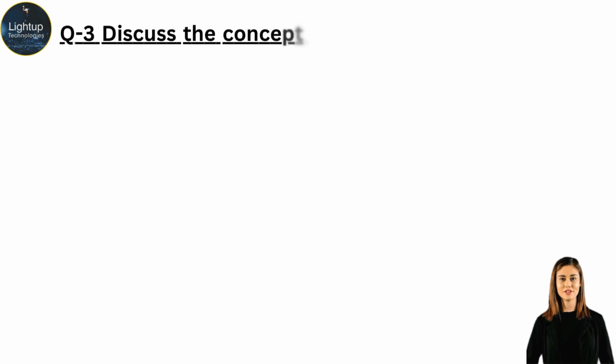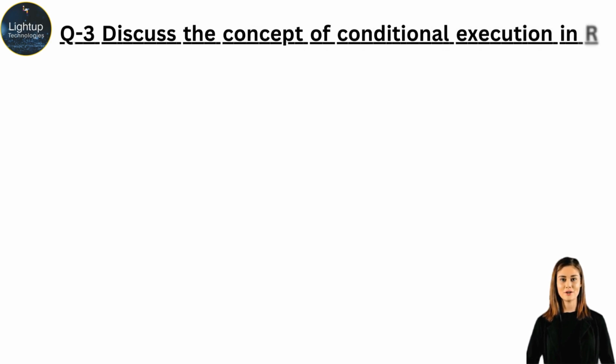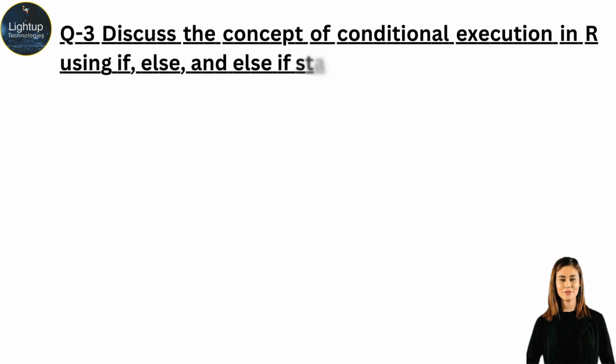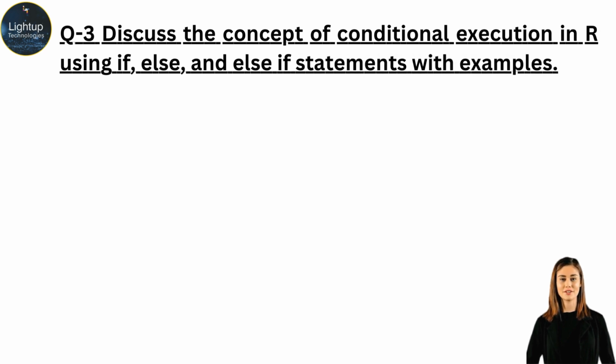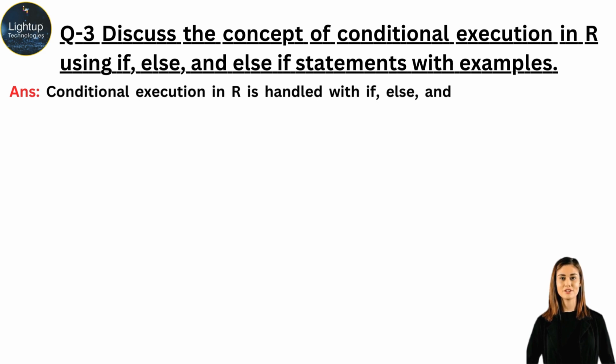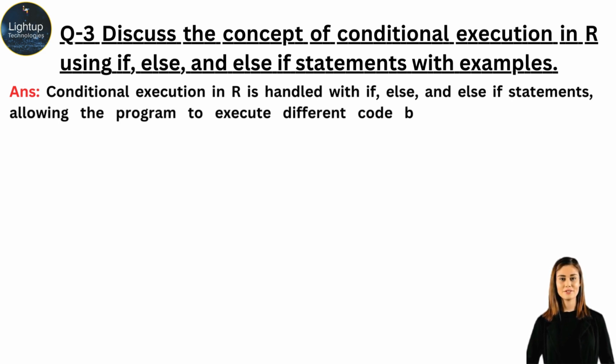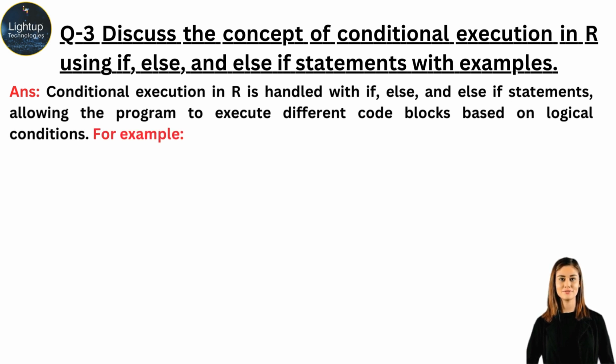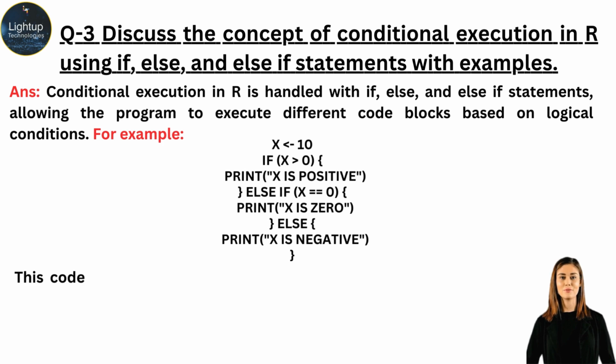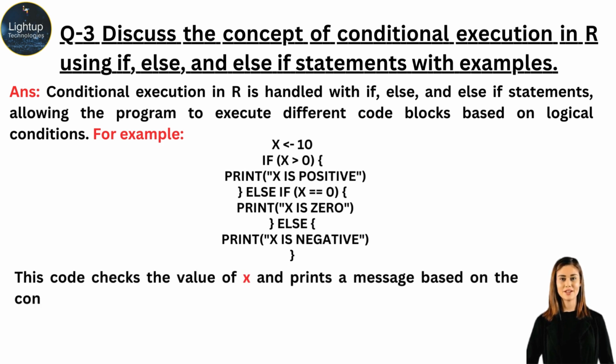Discuss the concept of conditional execution in R using if, else, and else if statements with examples. Conditional execution in R is handled with if, else, and else if statements, allowing the program to execute different code blocks based on logical conditions. For example, this code checks the value of x and prints a message based on the condition met.